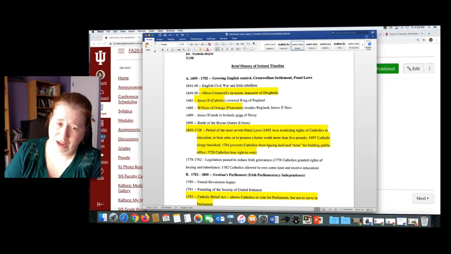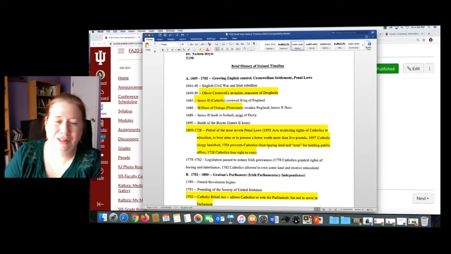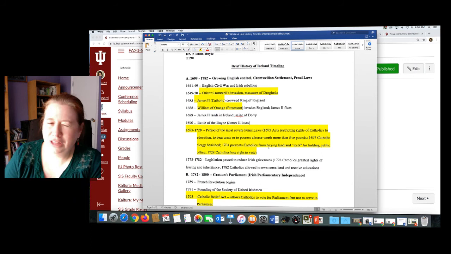They couldn't bear arms or have weapons. They couldn't possess a horse worth more than £5, which is not very much money. Pounds is a monetary figure. You can think of it kind of like dollars or something. The Catholic clergy are banished, so they're no longer allowed to have Catholic priests. You had to go to France or somewhere else in order to be a priest and had to practice in secret.